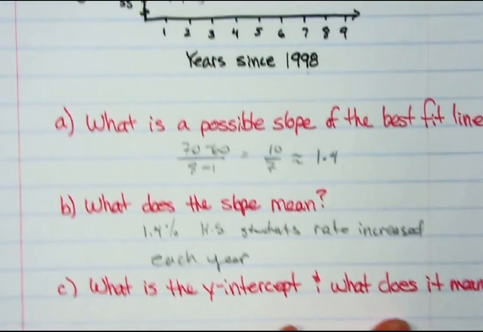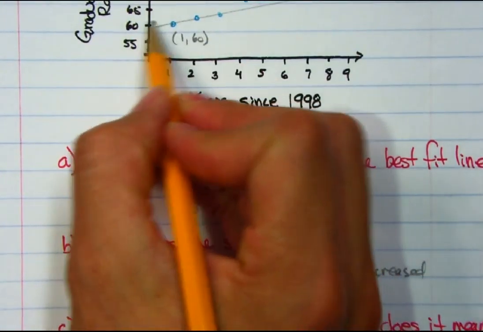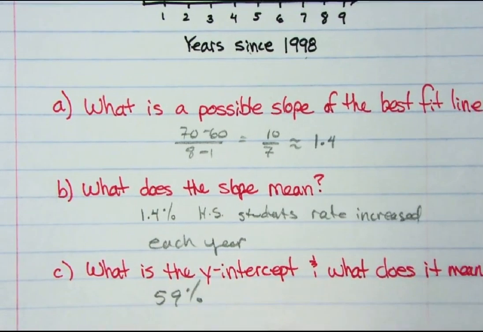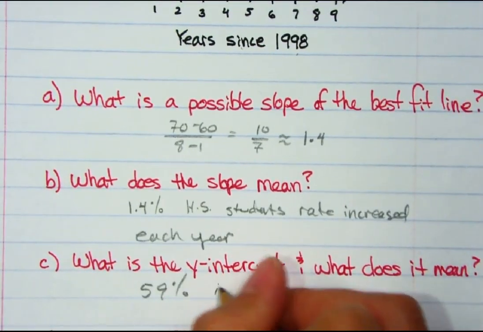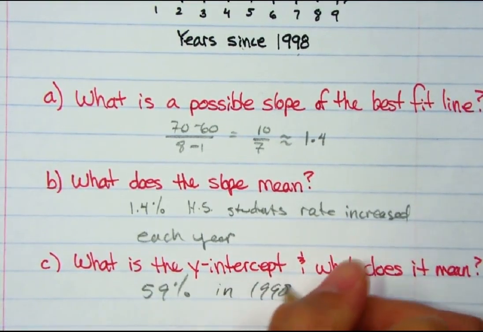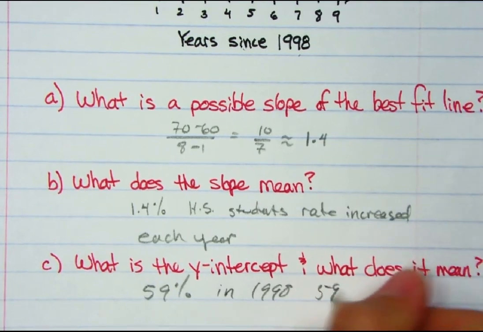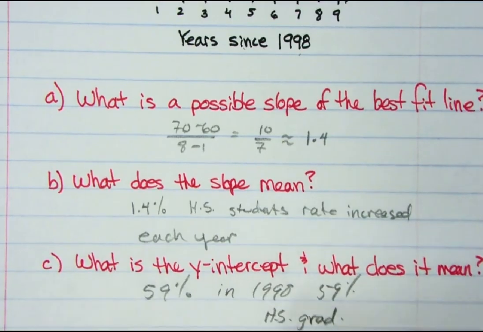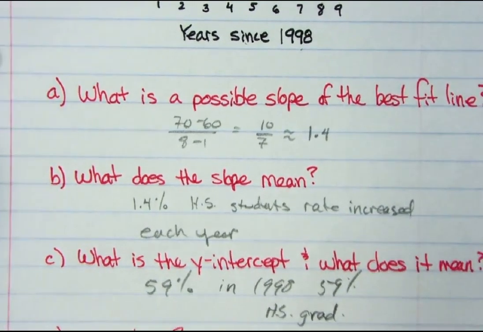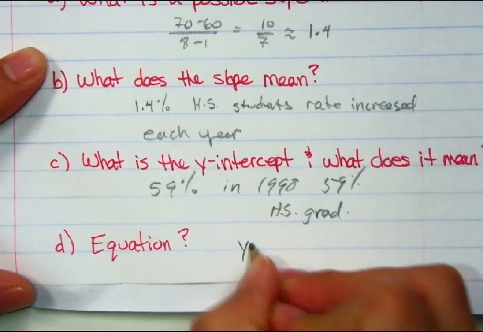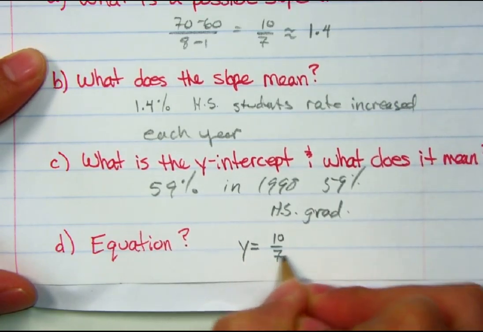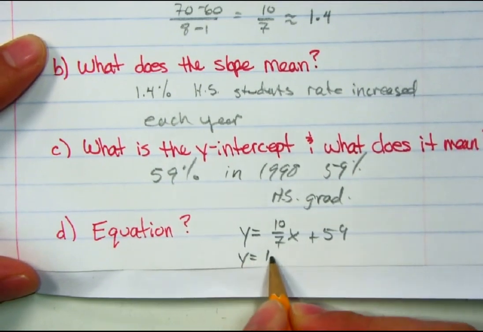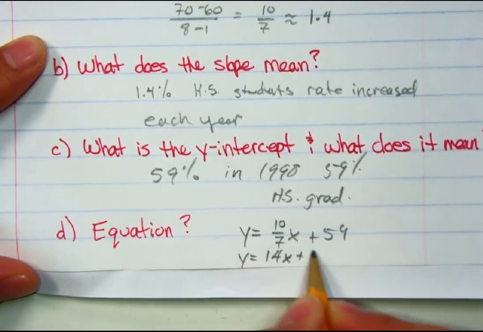What's the y-intercept? Okay, so let's take a look. I'd say, I don't know, 59. So 59% would be the y-intercept. What does that mean? That means in 1998, about 59% of the high school students graduated. Which is not a very good rate, by the way. And what's the equation? All right, so my final equation would be y = 10/7 x + 59, or you could change it to a decimal if you prefer, y = 1.4x + 59.